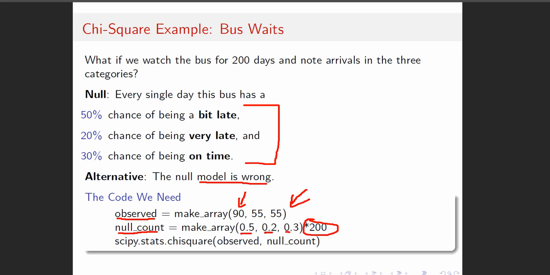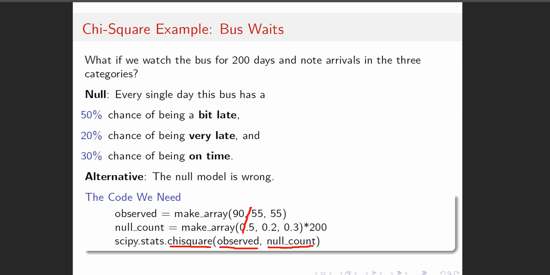So we just take the probabilities and multiply each one by the sample size to get the expected number of times that the bus is a little bit late, very late, or on time. And again, I just want to point out that we put the observed array in first and the null count array in second. So we have observed and we have expected, and they go in that order. This is for chi-squared goodness of fit. All I have to do is put in two arrays, the observed array and the null count array.